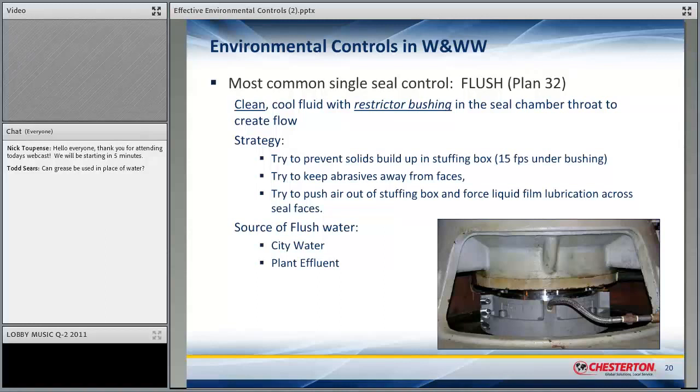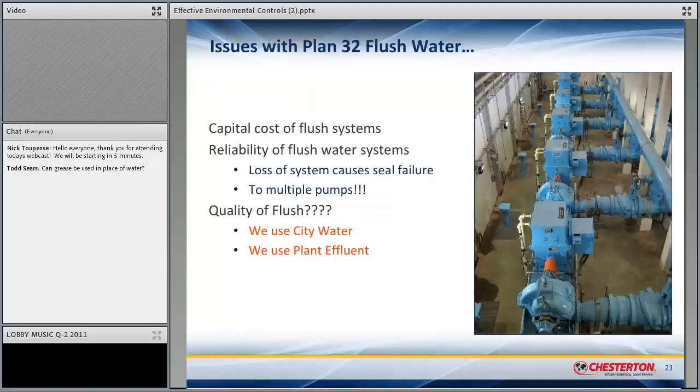So what are our sources of flush water? Typically, they're city water or plant effluent. But there are some issues associated with flush water. The capital costs of designing in a flush water system that's going to run to the numerous pumps in a capital project, for example, are significant.